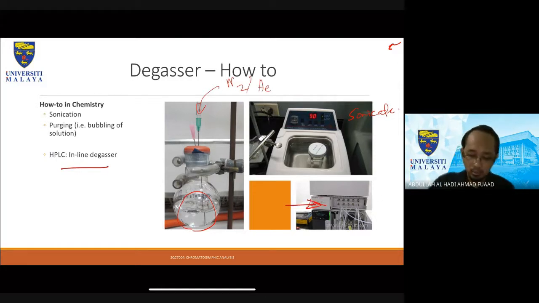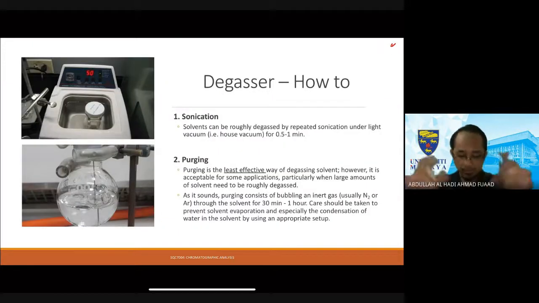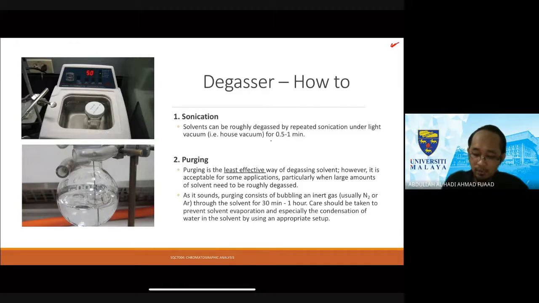Okay, so just a bit more definition. So sonication, solvent can be roughly degassed by repeated sonication under light vacuum. If you do have a vacuum, if you don't, then it's still okay, it's still acceptable. For just a short while, between 30 seconds to 1 minute for a small solvent. If you actually have larger volume of solvent that you want to degas, then you need to sonicate it for longer.